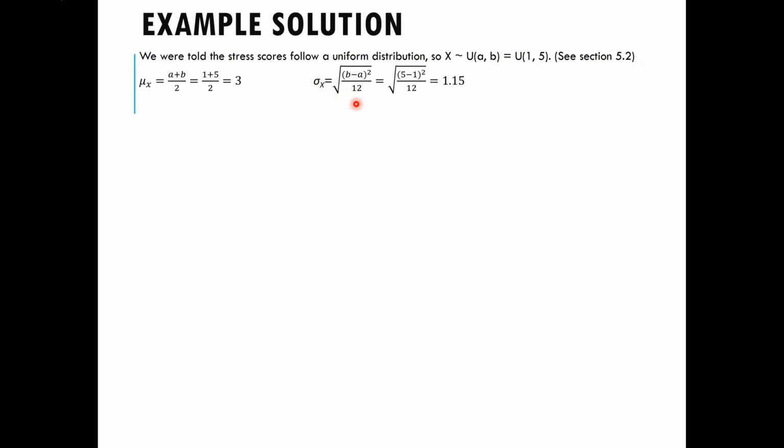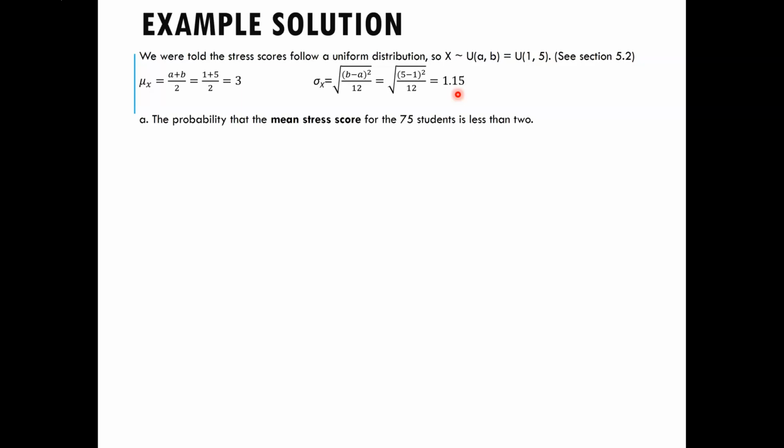So let's plug those numbers in. If A is 1 and B is 5, that's going to give us 6 over 2, or 3 for our uniform mean. And if B is 5 and A is 1, then that's going to give us 4 squared, or 16 over 12. And then the square root of that would be 1.15 for our standard deviation. All right, so now we have the numbers that we need to compute our values.